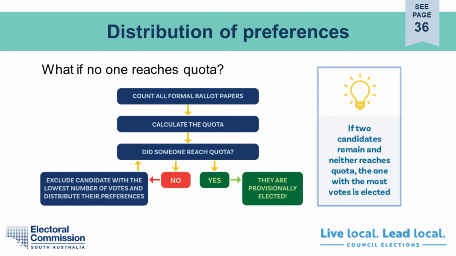A couple of final points. This has been a simple explanation of quite a complex process. If you wish to learn more about the counting system, there is information in the Candidate Handbook and a video on our YouTube channel. A candidate who received the most first preference votes may not always be elected. This occurs because another candidate may receive more votes through the distribution of preferences. This can occur in a preferential voting system.